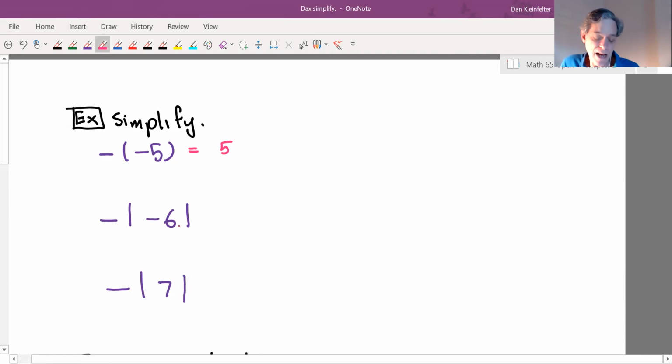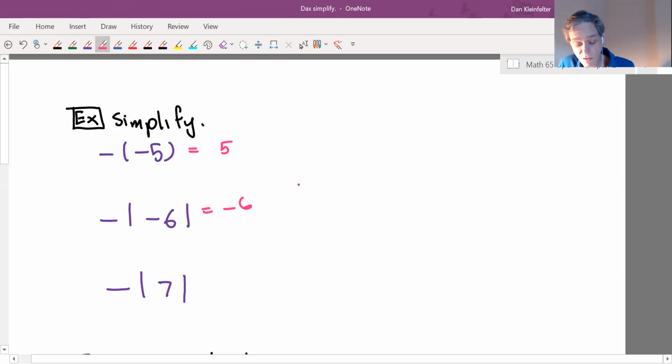Here, notice that there's a difference between this one and the prior example, aside from the fact that one was a 5 and one's a 6. One is parentheses, the other one's an absolute value bar. Working from the inside out, the absolute value of negative 6 is going to be a 6. And so we have the opposite of 6, which is negative 6.